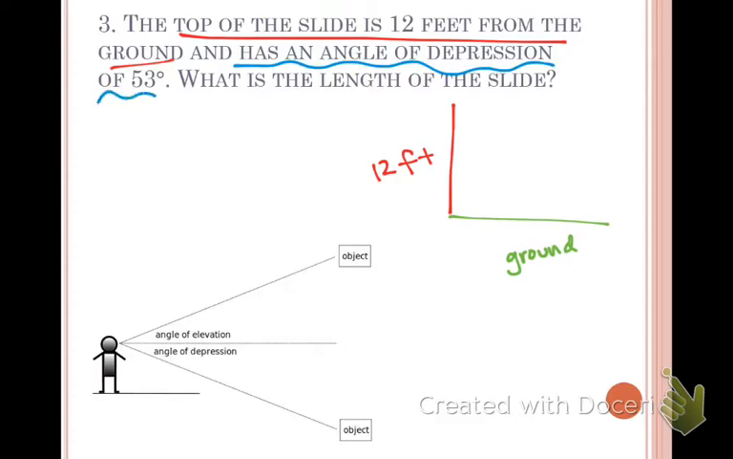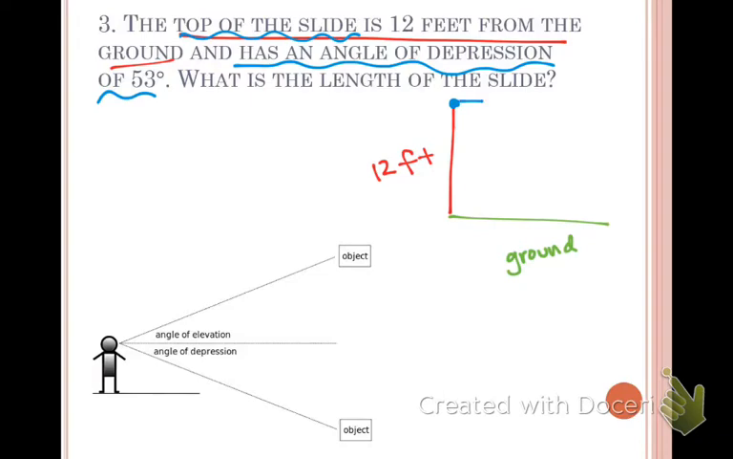So this is kind of where if you don't understand how to read English, you're not going to do super well. What is the subject of this sentence? What has an angle of depression of 43 degrees? The top of the slide. So the top of the slide, which is up here, has an angle of depression of 43 degrees. So in order to have an angle of depression, what do you have to have? You just wrote it down. A horizontal line.